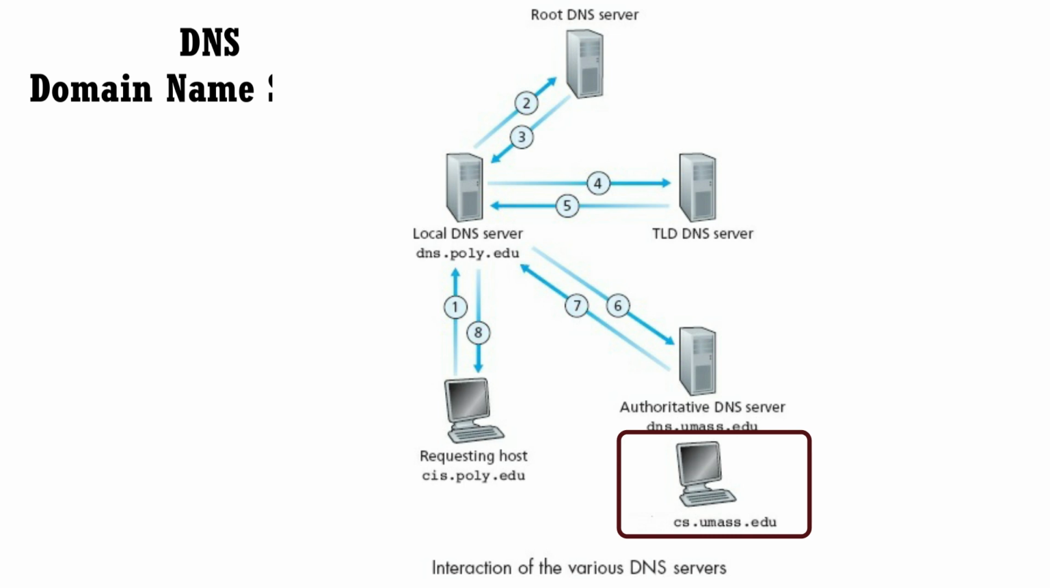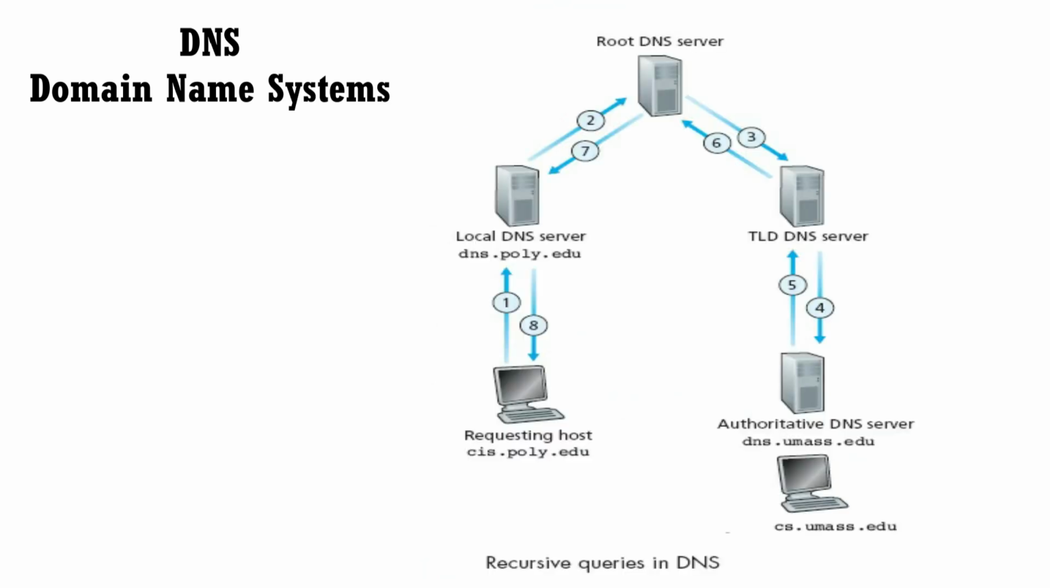The next example, as shown in this figure, makes use of both recursive queries and iterative queries. The query sent from cis.poly.edu to dns.poly.edu is a recursive query, since the query asks dns.poly.edu to obtain the mapping on its behalf. But the subsequent three queries are iterative, since all of these replies are directly returned to dns.poly.edu. So any DNS query can be iterative or recursive as shown in this figure.